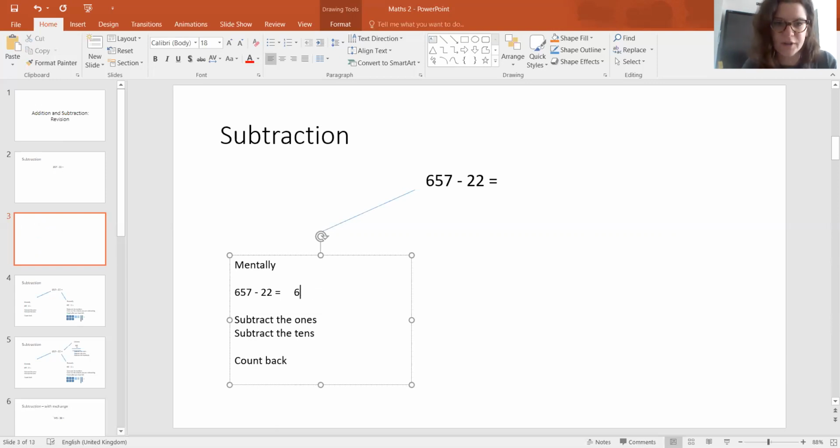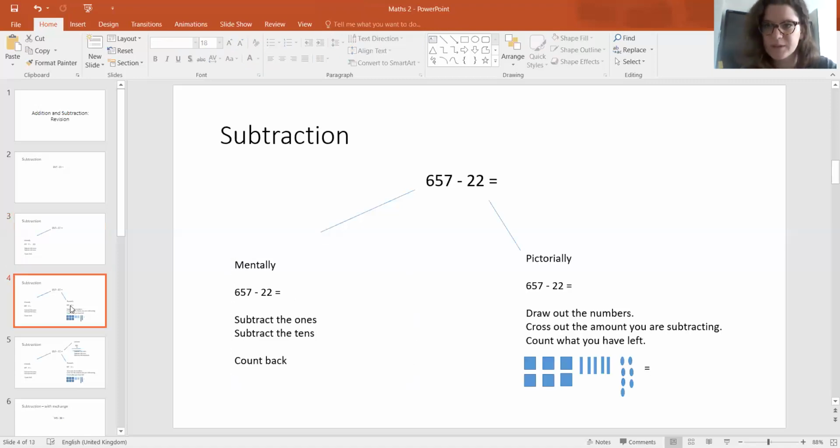Or you could count back. So you could start at 657 and think, okay, first I'm going to count back 2. So that takes me to 655. And now I need to count back 20, and I'm going to do that in tens. 655, 645, 635. So those are two different ways that you can figure out this number sentence in your head.